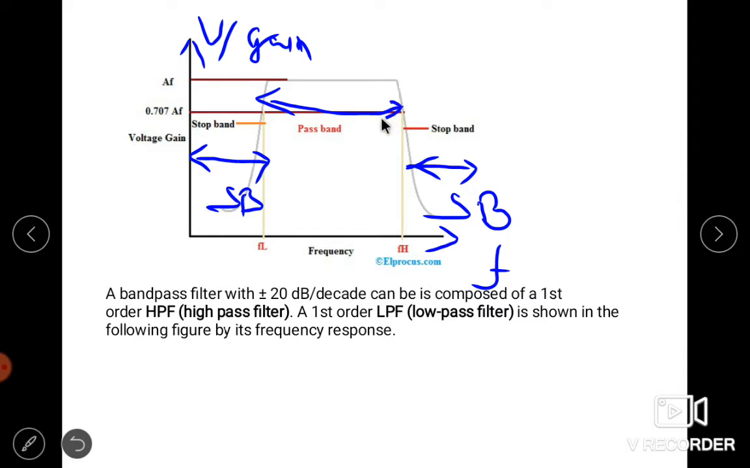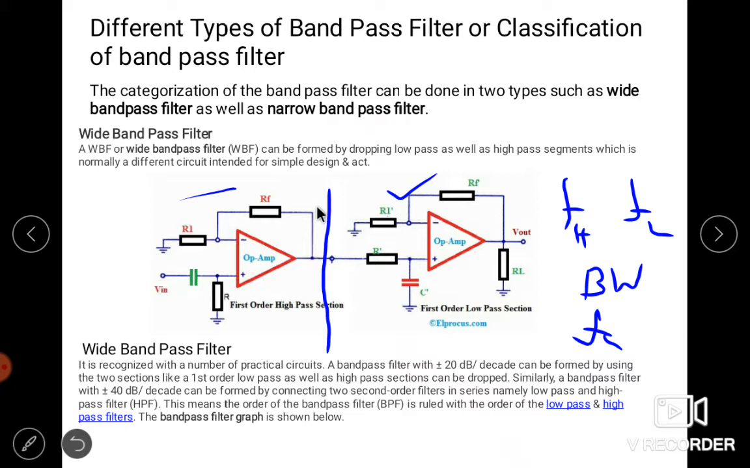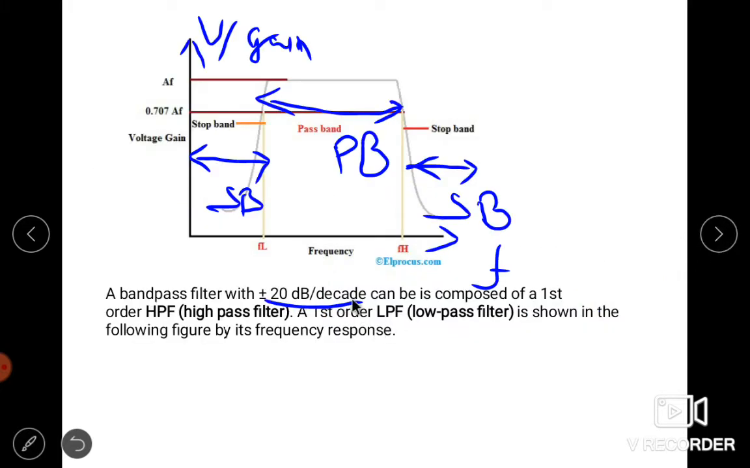So right, this area is called the pass band. What it means is that only the pass band frequency has been passed by this filter. While designing the band pass filter, the 20 dB/decade roll-off can be compared with the first order high pass filter as shown in the previous figure. In this figure, this is the low pass filter section and this is the high pass filter section, right? So only 20 dB can be composed of the first order high pass filter.